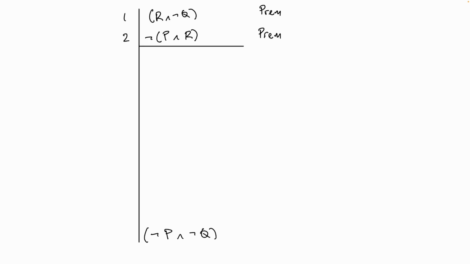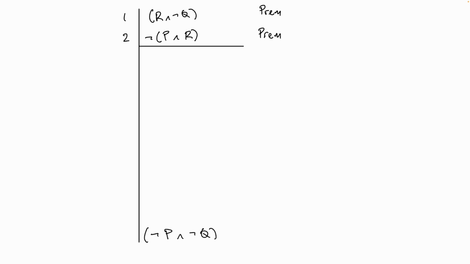So first, let's suppose that our aim is to use our proof system to show that the following reasoning is valid. R and not Q, not P and R, thus not P and not Q. The conclusion that we're aiming to derive is a conjunction, so it makes sense to try deriving each conjunct separately and then using conjunction introduction as our last step.